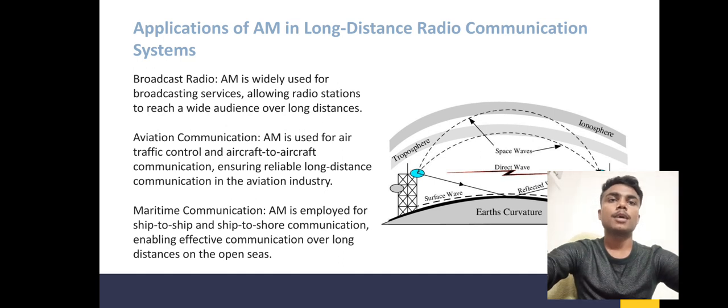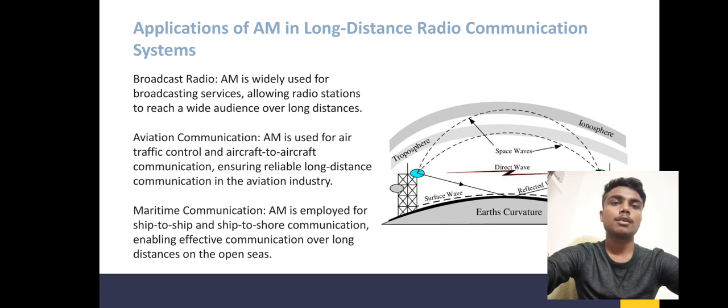Broadcast radio. Amplitude modulation is widely used for broadcasting services, allowing radio stations to reach a wide audience over long distance. Aviation communication. Amplitude modulation is used for air traffic control and aircraft-to-aircraft communication, ensuring reliable long-distance communication in the aviation industry. Maritime communication. Amplitude modulation is employed for ship-to-ship and ship-to-shore communication, enabling efficient communication over long distance on the open seas.